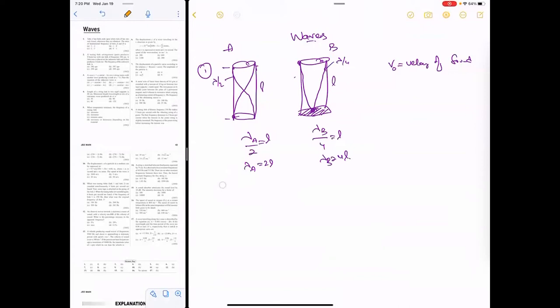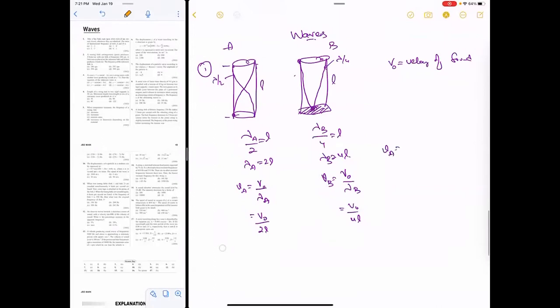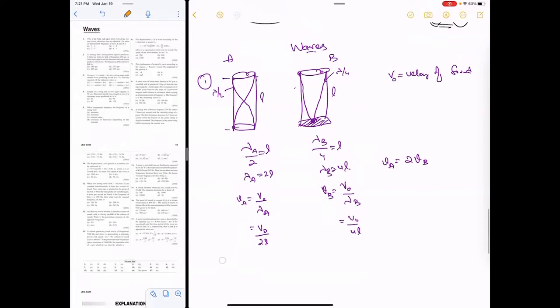So what is fundamental frequency? Fundamental frequency nu A is equal to velocity of sound by lambda of A. Fundamental frequency of B is velocity of sound, V naught, by lambda of B. So V naught by lambda of A is V naught by 2L, and this one is V naught by 4L. So what is the relation? Frequency of A is 2 times frequency of B. These are called organ pipe experiments also. This is open tube, this is closed tube.